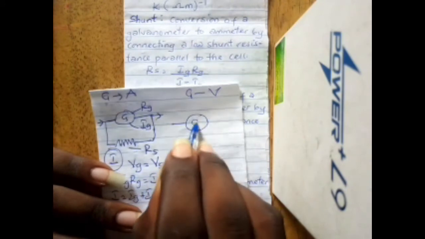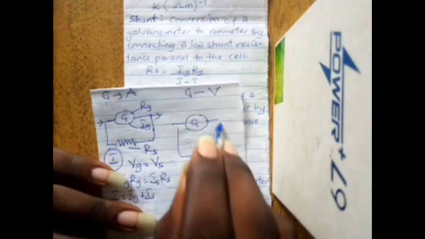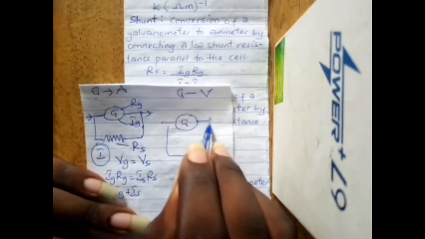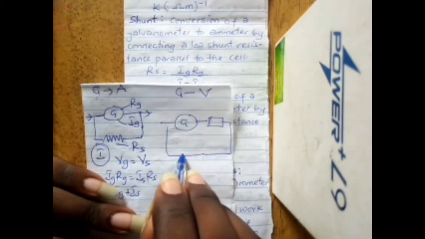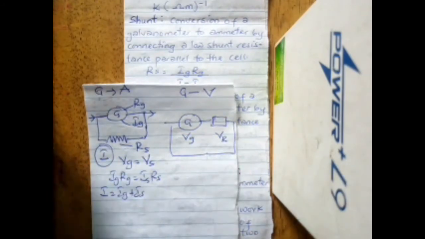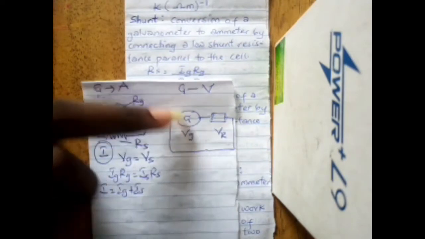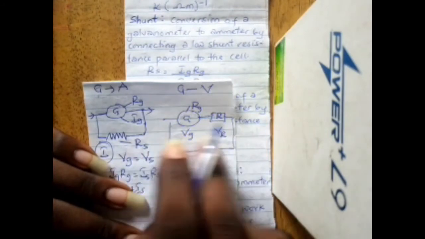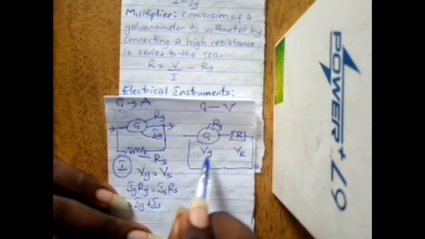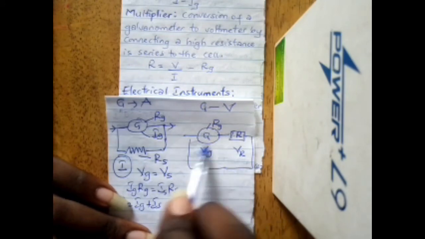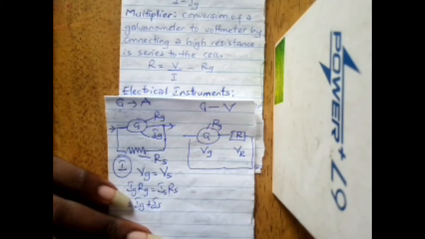this is our galvanometer. You connect the high resistance in series to the cell. And this is our voltage in the galvanometer. This is the voltage of the resistor. Now, the galvanometer has its own internal resistance, RG, and this is a high resistor, R, connected in series. So when you have a high resistance connected in series to the cell, you have the galvanometer now measuring voltage drops.